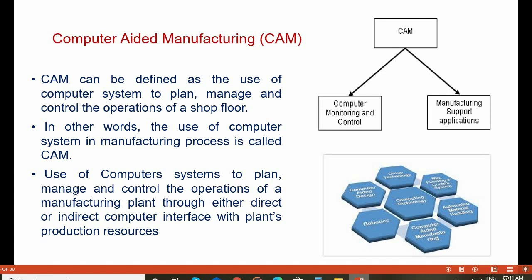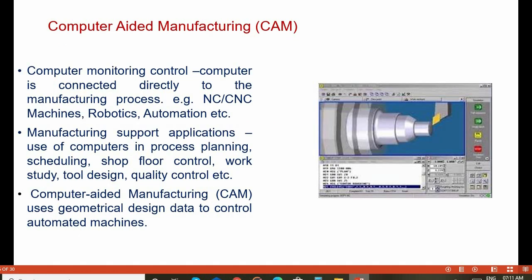The use of computer systems to plan, manage and control the various operations of a manufacturing plant, through either direct or indirect computer interface with the plant's production resources. Computer monitoring and control: the computer is connected directly to the manufacturing process, for example NC and CNC machines, and robotics in automation processes. So the computer is directly connected with the manufacturing process and is monitoring and controlling it.